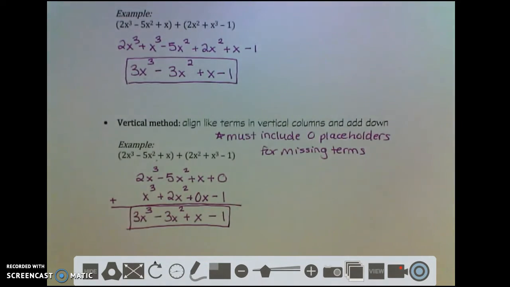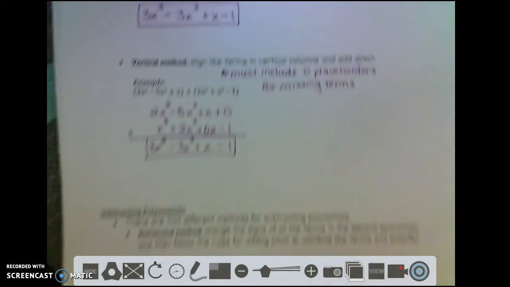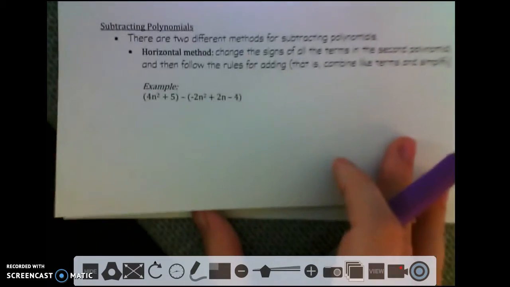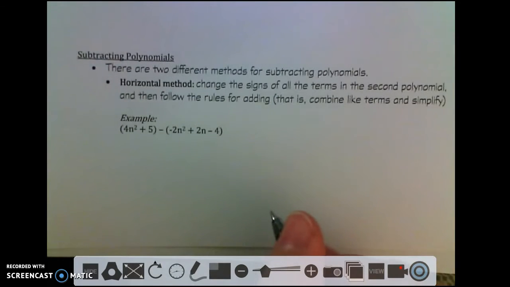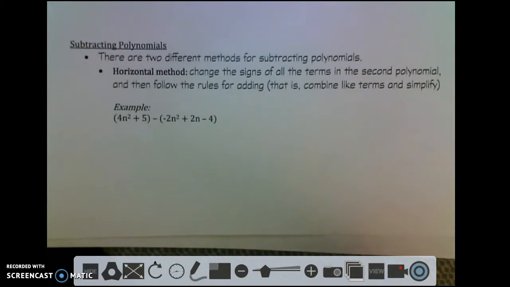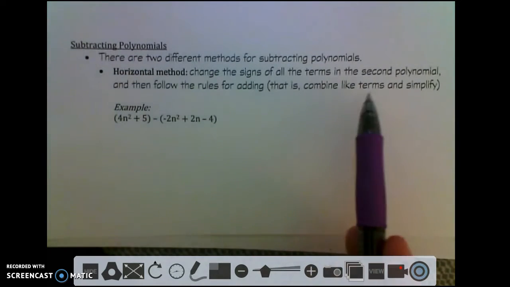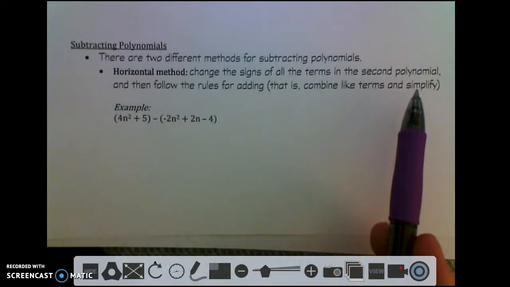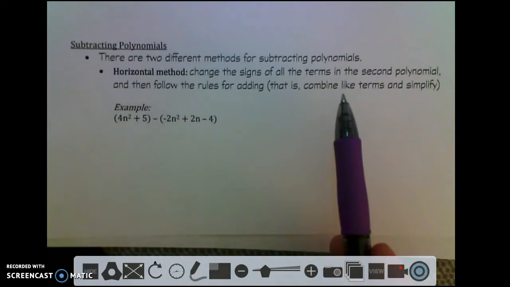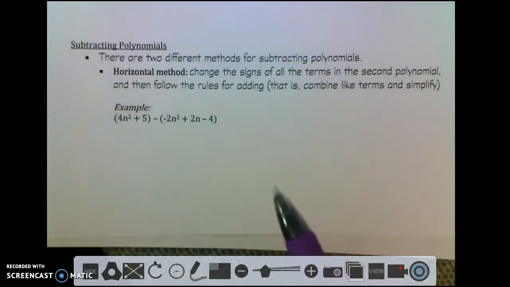Subtracting polynomials works very much the same way. When I subtract polynomials, I again can use two different methods, the horizontal method and the vertical method. Subtracting polynomials can be done the exact same way as adding with just one extra step. I have to change all the signs in the terms of the second polynomial and then follow the rules for adding. So I combine my like terms and simplify.